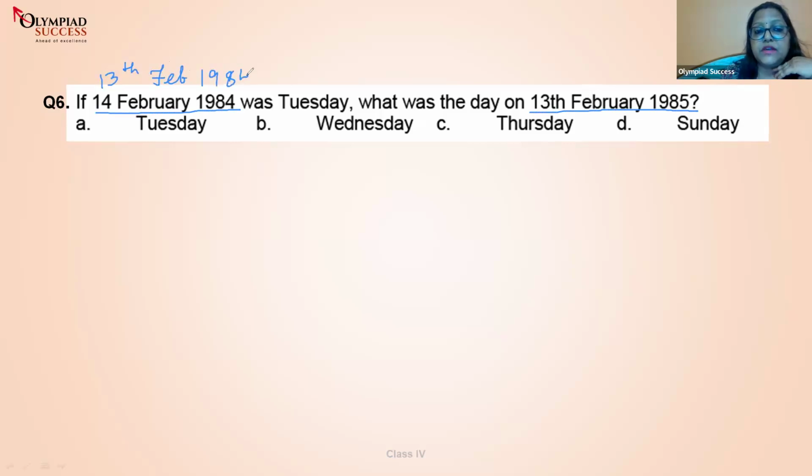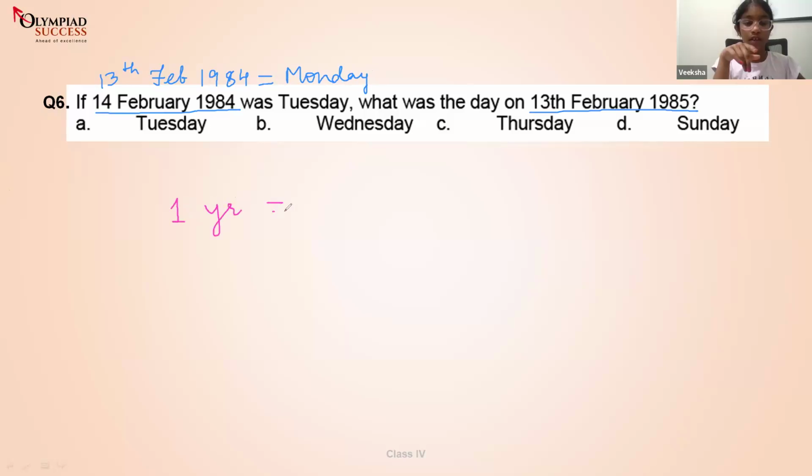That means they're asking for 1 complete year. What will you be having on 13th February 1985? This is a very interesting concept over here. You know what we are going to do? As you already know, 1 year is equal to how many weeks and how many days? 1 year is equal to 365 days. Correct. So that means 52 weeks and 1 day. Correct?